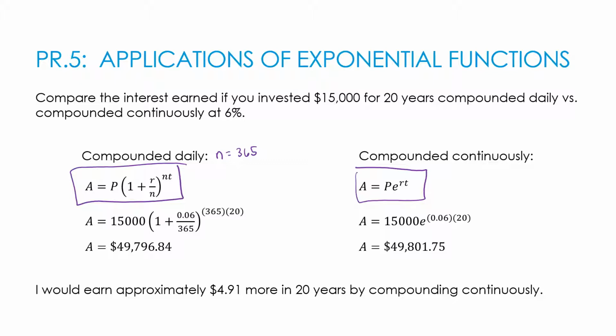So we can see even over 20 years, I'm only earning $491 more by compounding continuously. And that's because n was 365. So if this one was compounded, say, yearly instead, and I can let you do that one on your own, then this guy would be n equals 1 and there would be a bigger difference than 491. But because daily and continuously are closer together, we can see that there's not that much difference in how much we would earn.